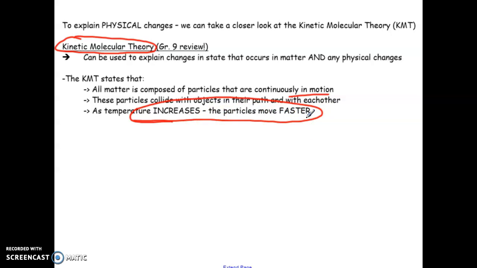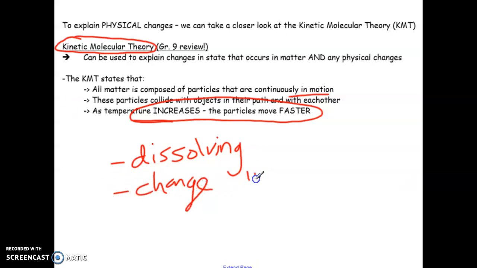So physical changes are very different from chemical changes. Physical changes could be dissolving, right? If we put salt in water, we're just making a mixture. We didn't make anything new. We just have salt mixed with water. A change in state, so things like boiling, melting, condensation, evaporation, sublimation, different changes of state, are physical changes.